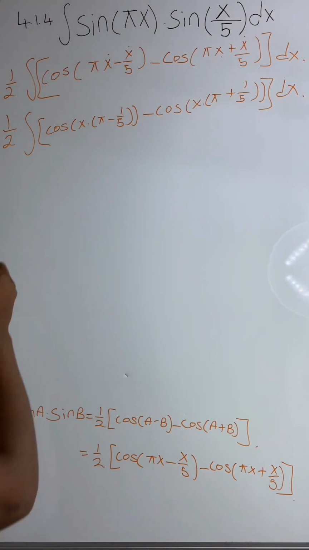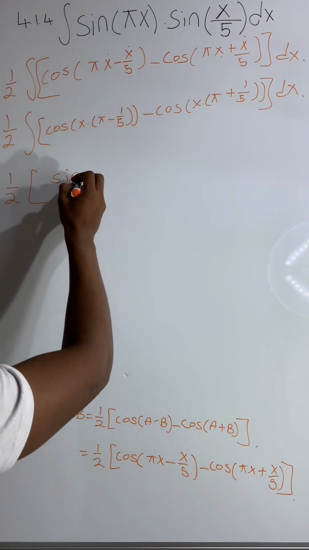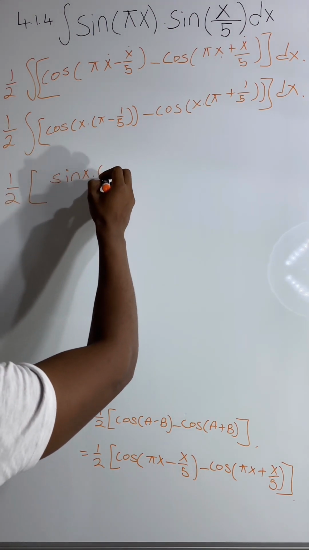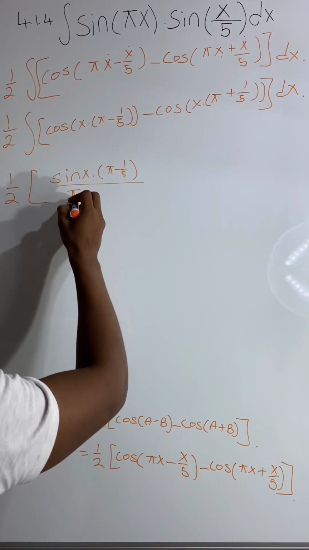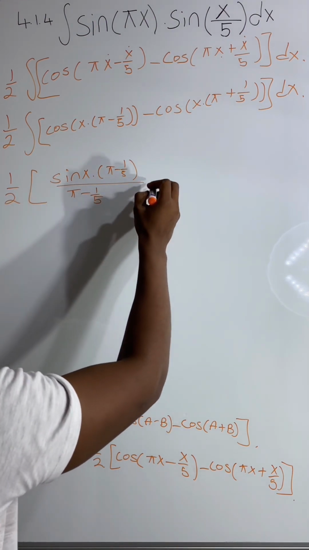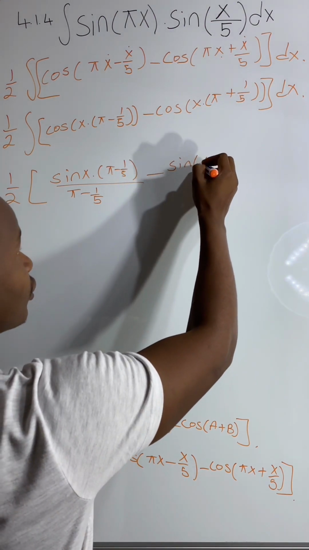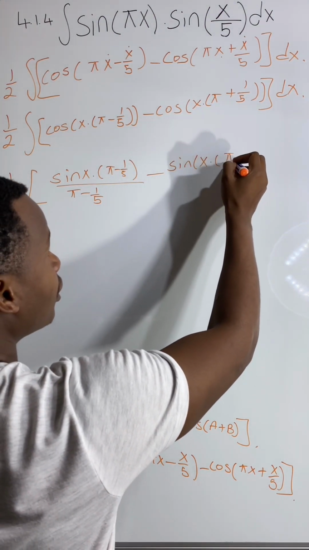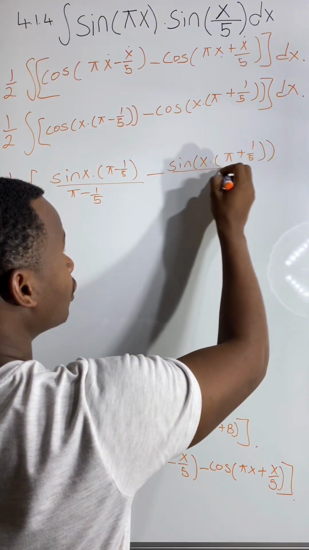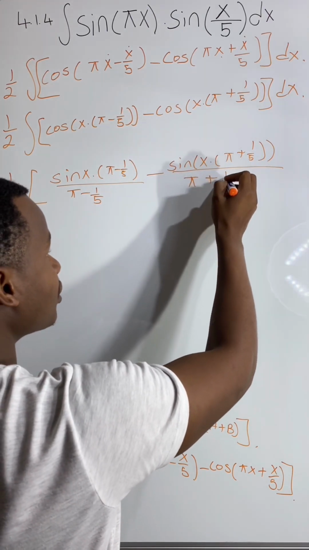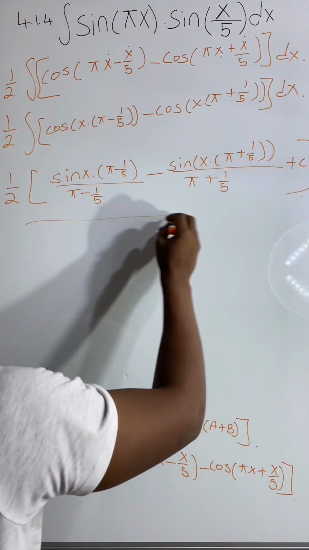dx. And from here we can integrate. Integrating that cos, we have sine of x multiplied by pi minus 1 over 5, over pi minus 1 over 5, because of the chain rule, and integrating that cos, also we have sine of x multiplied by pi plus 1 over 5, divided by pi plus 1 over 5, also because of the chain rule, plus c, and this becomes our final answer.